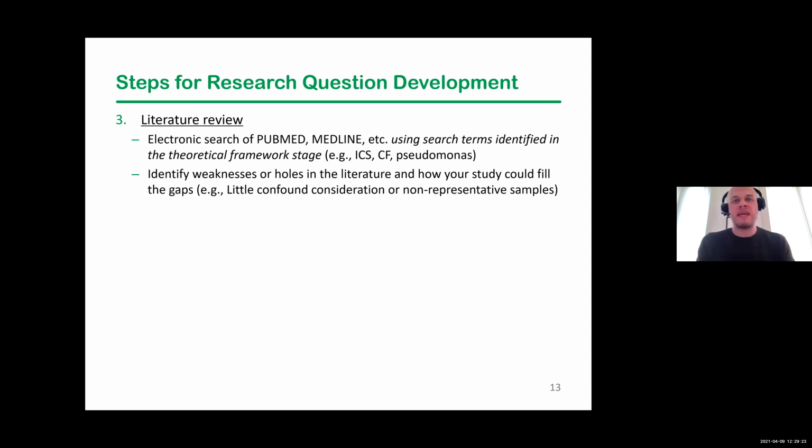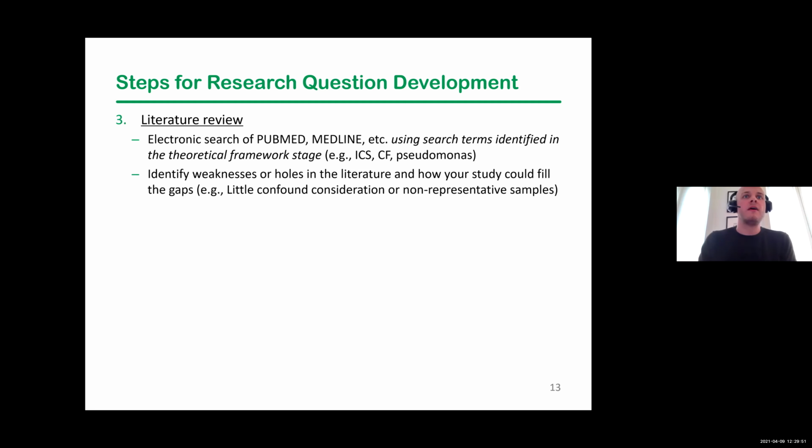And I have this example here coming up. If you're looking at patients perhaps with cystic fibrosis, you may be considering searches such as ICS, which is inhaled corticosteroids, or CF, or Pseudomonas, or common lung infections. So the idea is that you've worked your theoretical framework out. You've thought as much as you can individually about the relationships. What is out there in the literature? How can I expand and figure out what variables did I miss? What relationships did I miss?